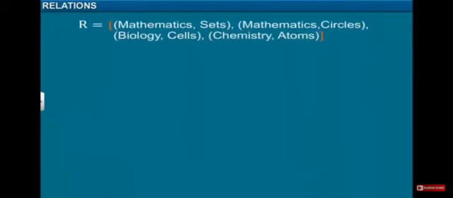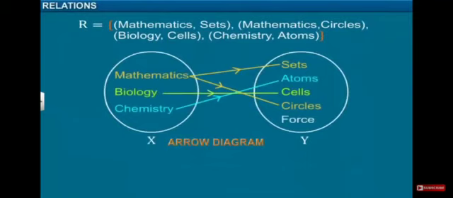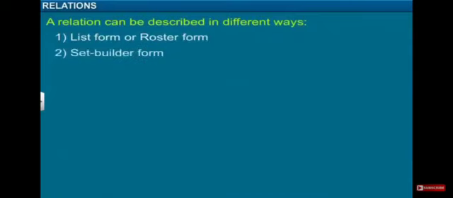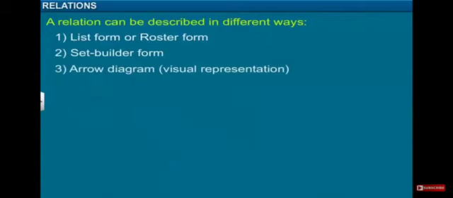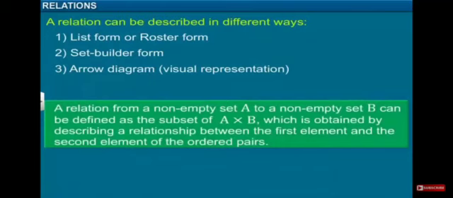So here R, the relation, can also be represented in an arrow diagram, like mathematics, biology, chemistry in X and Y. A relation can be described in 3 different ways. In the set chapter we know about roster form, set builder form, and the third one is the arrow diagram, called visual representation, right? So we all know about roster form and set builder form. So a relation from a non-empty set A to a non-empty set B can be defined as a subset of A cross B which is obtained by describing a relation between the first element and the second element of the ordered pairs.